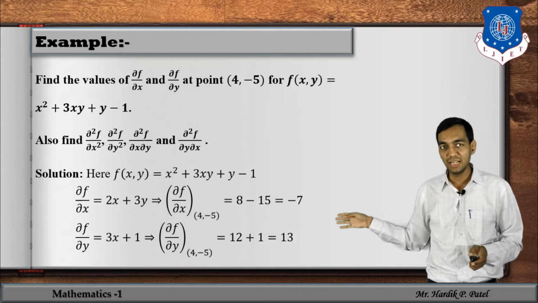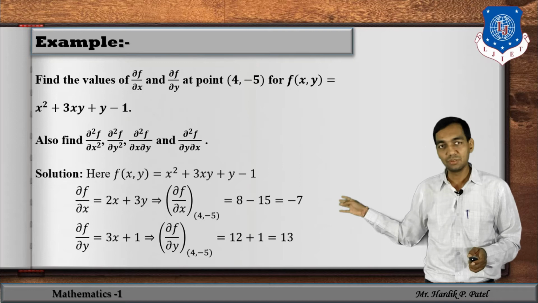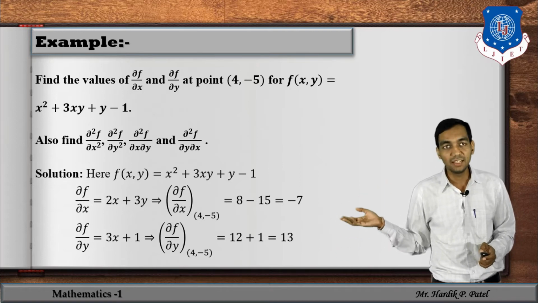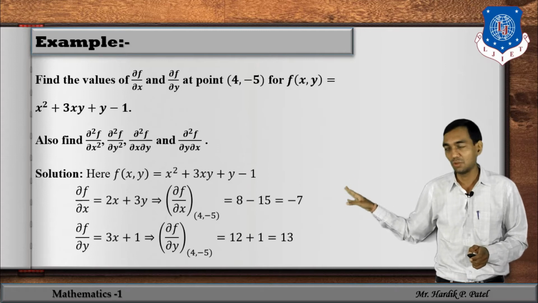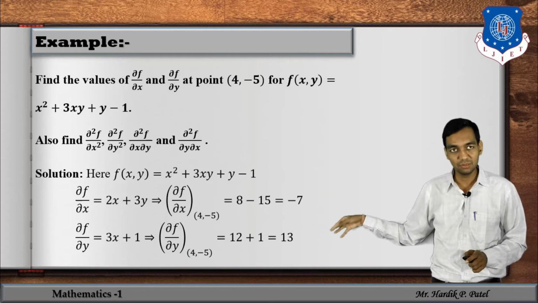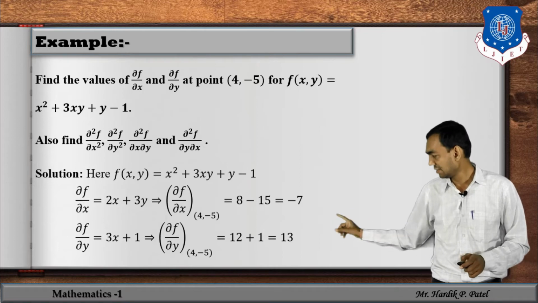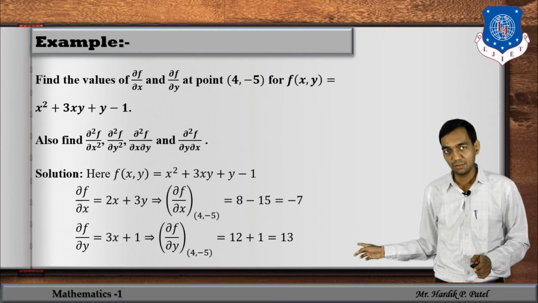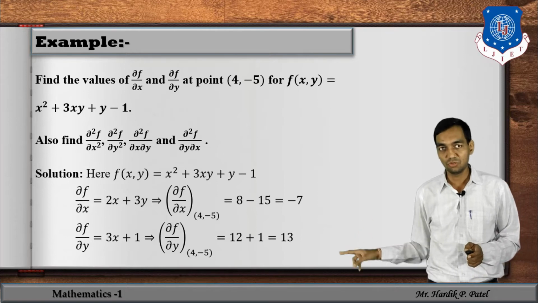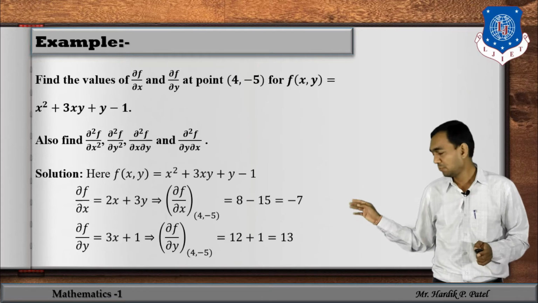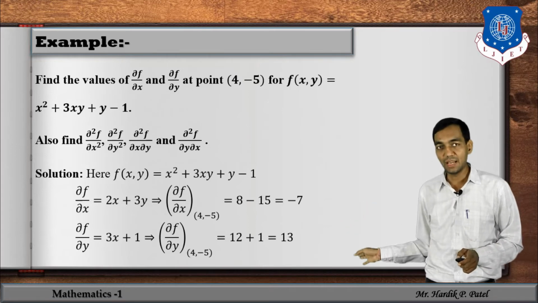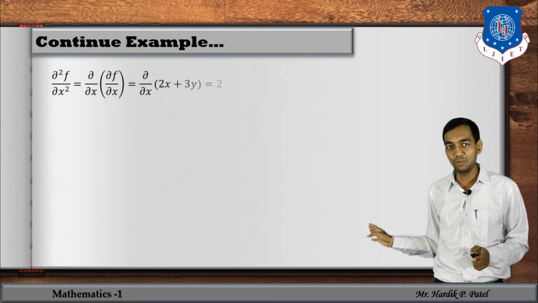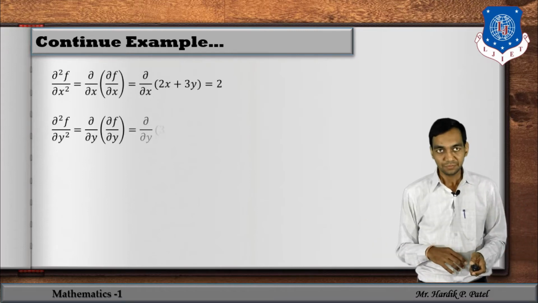In the same manner, del f by del y has value 3x plus 1, because now you are differentiating with respect to y, so x is treated as a constant. So x square will be constant, it has derivative 0. In 3xy, 3x is constant and y has derivative 1, plus y has derivative 1, minus 1 has derivative 0. So that will give you 3x plus 1. If you put (4, -5), then del f by del y at (4, -5) has value 12 plus 1, that means 13.